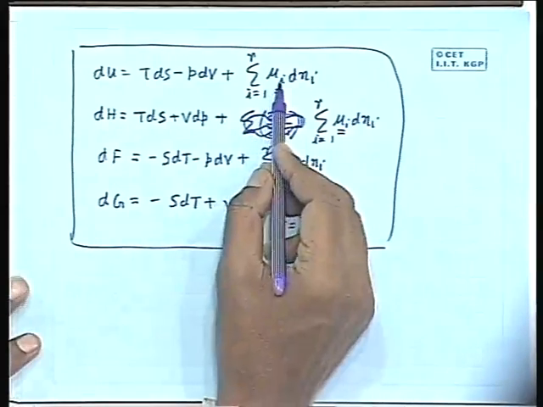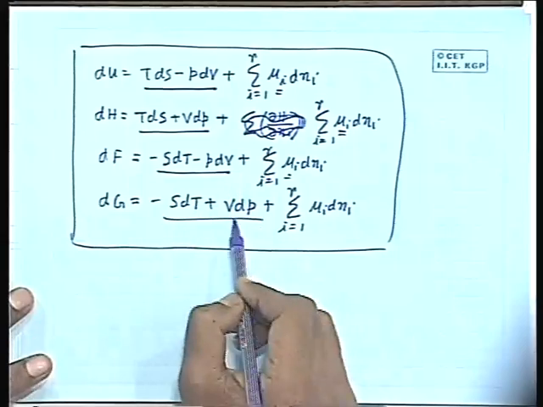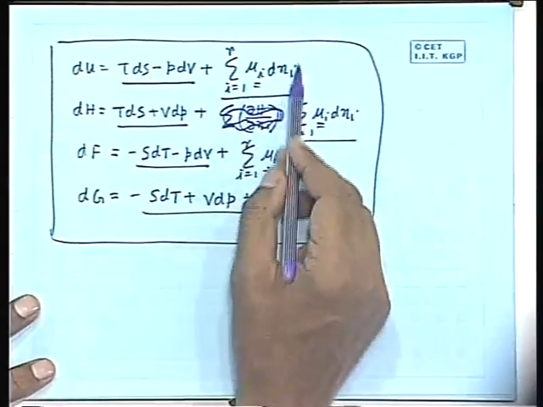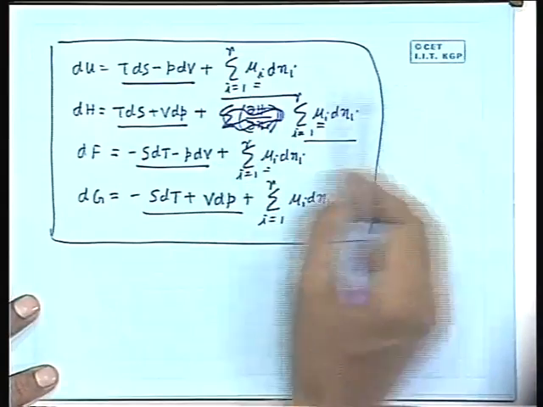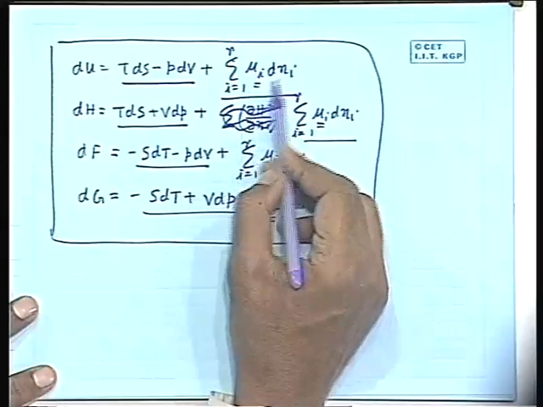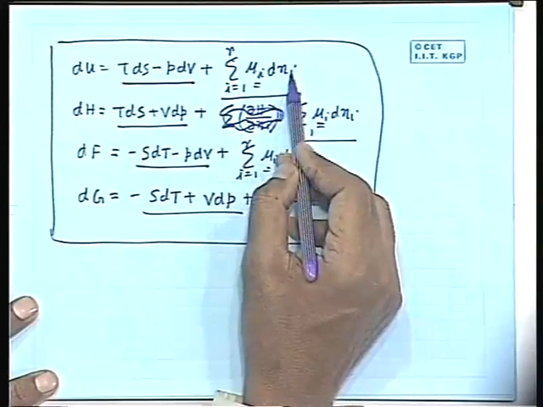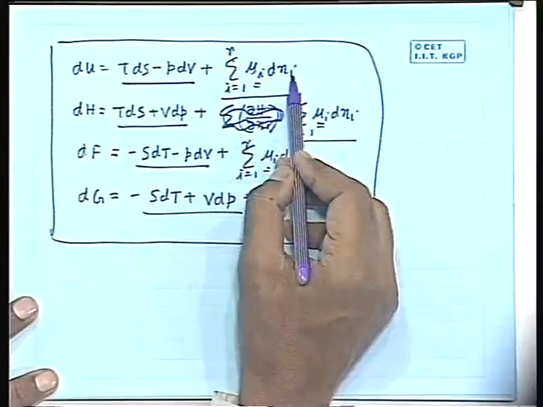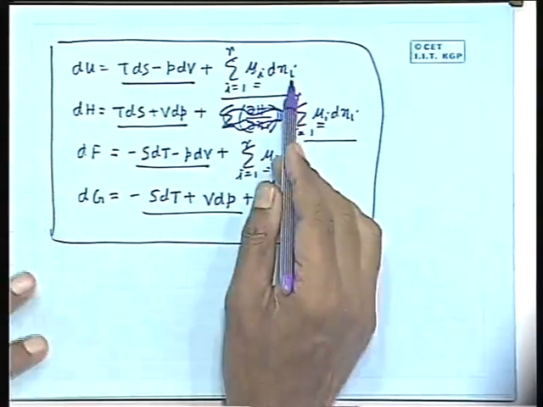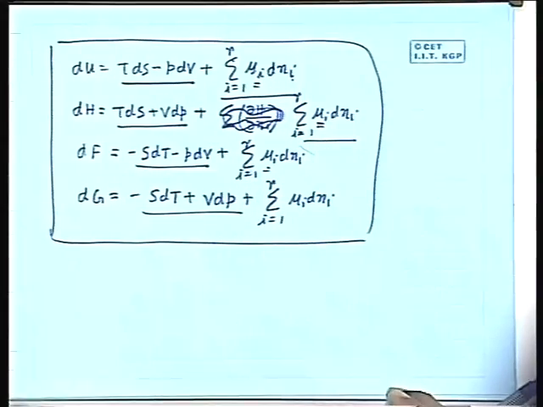Therefore, we see that in a multi-component system, the additional term apart from these two, which we recognized earlier in a single component system, is a third term. There are a number of terms because this is a summation. That means the additional term is the sum of mu i dn i, the chemical potential multiplied by the change in the number of moles of that component. So, these are the extra terms added, and this is the concept of chemical potential.